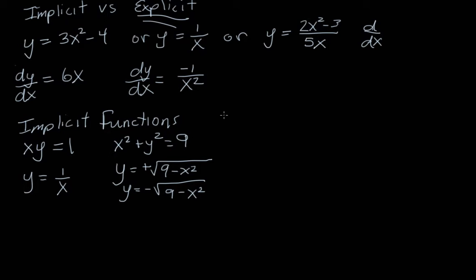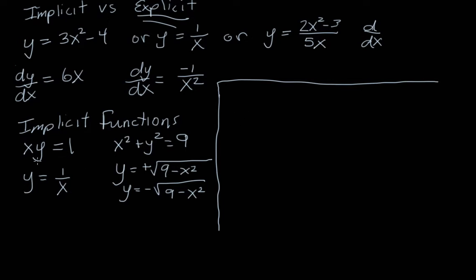Implicit differentiation, though, allows us to take the derivative when y isn't solved for, because when we take a derivative with respect to x, we're going to get this dy/dx, and that's what we're always looking for when we want to find the derivative. We want to find dy/dx.